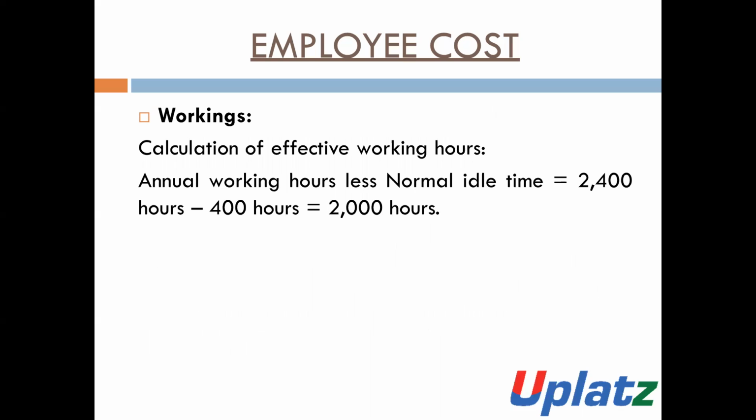First, we will calculate the effective working hours. The effective working hours are normal working hours less normal idle time. The normal working hours are 2,400 hours in a year, less 400 hours which are considered as normal idle time. Then the total effective working hours are 2,000.